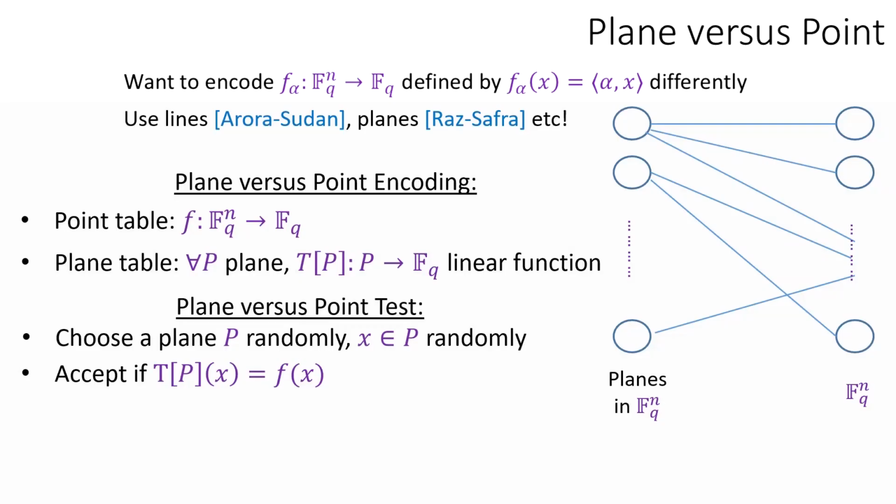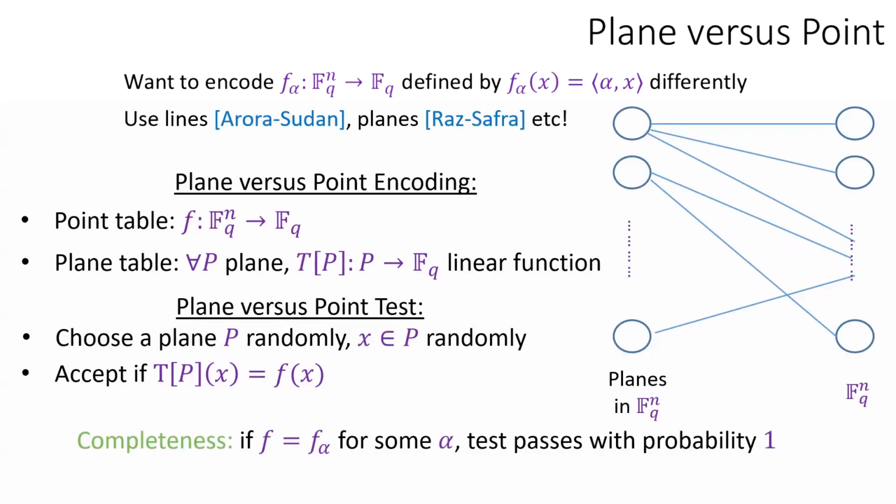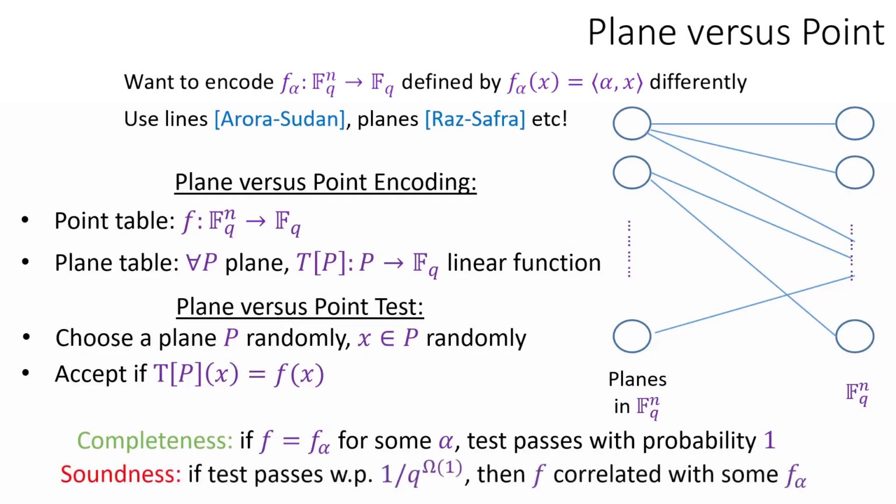So this is a test. It makes 2 queries now, which is what our goal was, because BLR made 3 queries. So now let's discuss the rest of the parameters. Completeness is still easy. It's going to be easy throughout the talk. It's always going to be 1. So if you are encoding some valid f alpha, the test passes with probability 1. And the soundness, which in this case is harder, it's not some one line, you can show that if you pass with probability 1 over q to some constant, let's say 1 over q to the 1 over 10, then these tables are correlated with some actual f alpha.